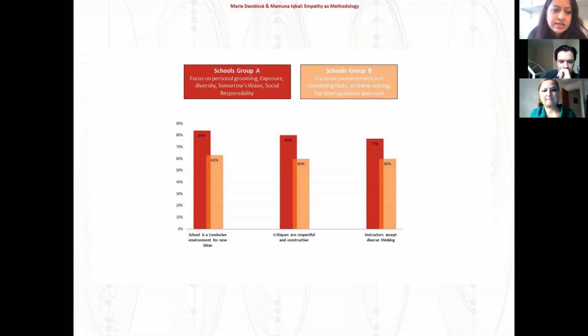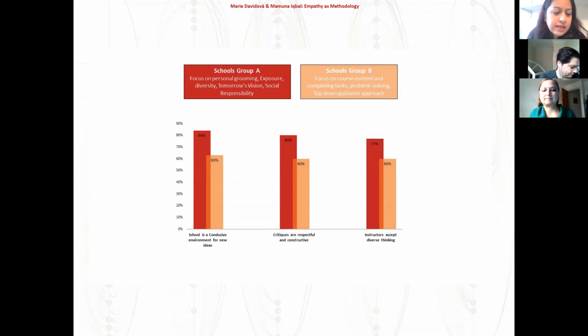And the study is conducted in 40 architecture schools in Pakistan. I got to know that schools that are focused on personal grooming, exposure, diversity, tomorrow's vision, and social responsibility are creating a more inclusive learning environment for students from all habitus. And the schools that are focused on course content, completing tasks, problem solving, and a top-down guidance approach are not creating a very positive learning environment for students coming from diverse social backgrounds.